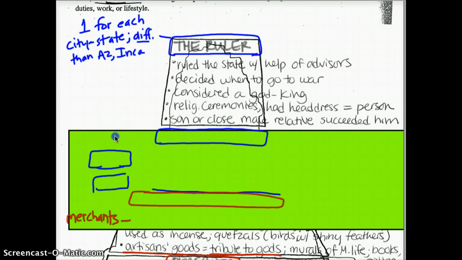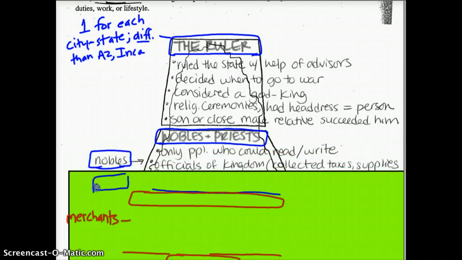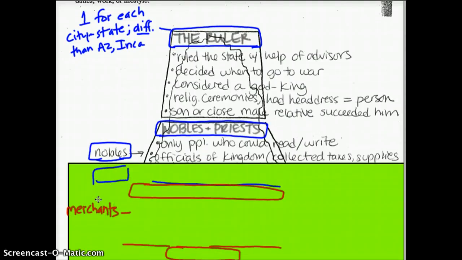So the next social classes beneath the ruler were nobles and priests. One key thing you want to do is maybe to the side indicate what the nobles did and then what the priests did, because they had different responsibilities. Oh, well, I should say that the first bullet applies to both social classes. So that might be something good to write down because it's unique to their social class.